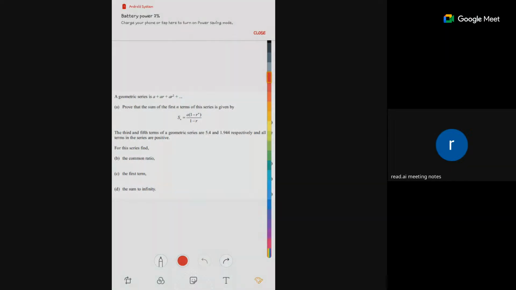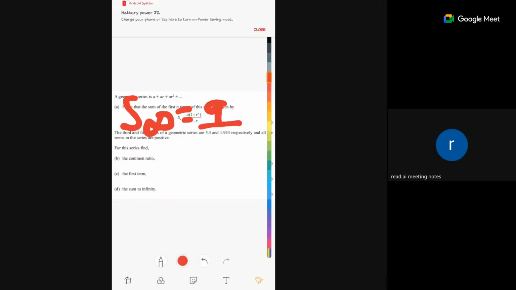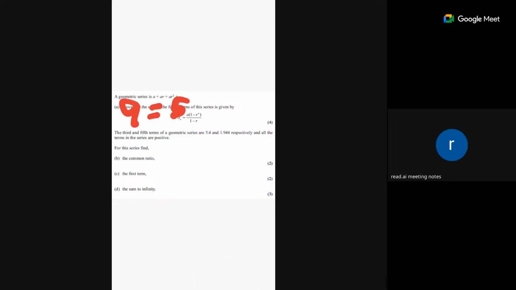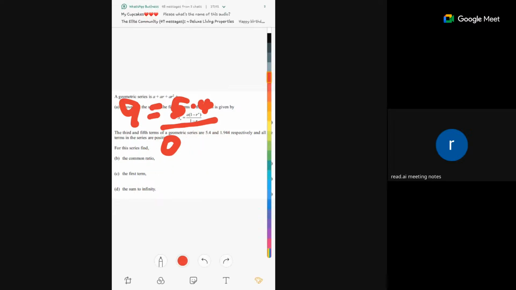So the sum of this will be a over what? Sorry, I was trying to explain that before we move. Where we stopped, I said a equals 5.4, we divide by 0.6 squared, and 0.6 squared gives us 0.36. So therefore a is 15. Now I know my a to be 15, and I know my r to be 0.6.